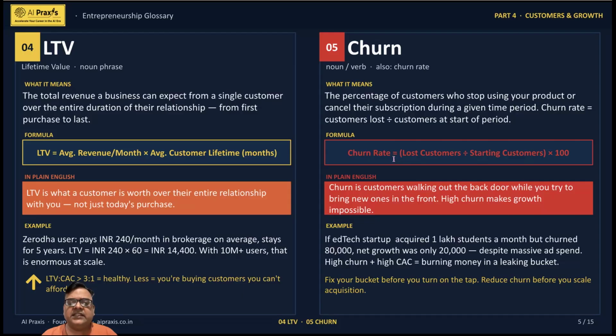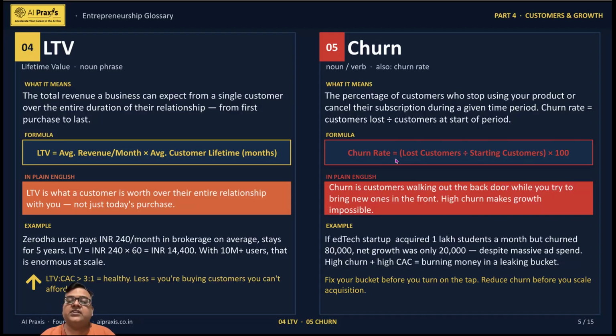I think it's better if we take an example. A Zerodha user pays, let's say, 240 rupees per month in brokerage. And the user stays for 5 years, which means 60 months. So the LTV becomes 240 multiplied by 60. It's huge, 14,400 rupees per customer. Now imagine this at scale with millions of users. That's the power of LTV thinking.